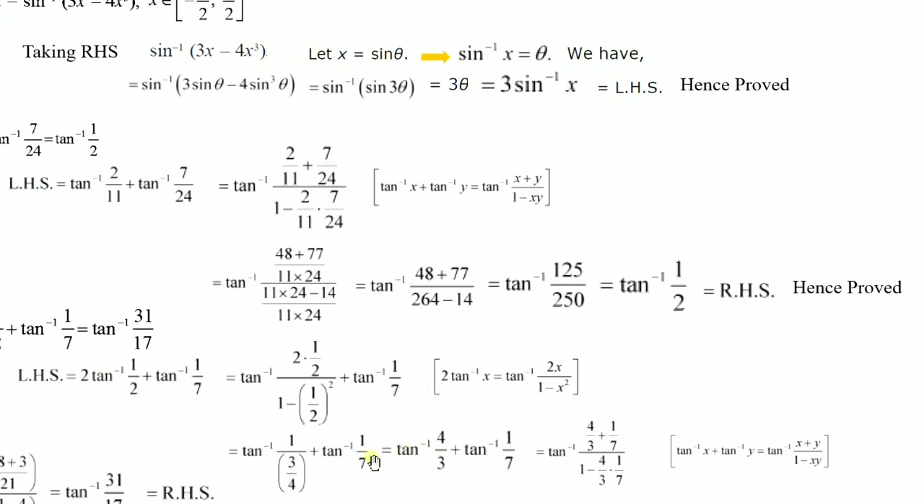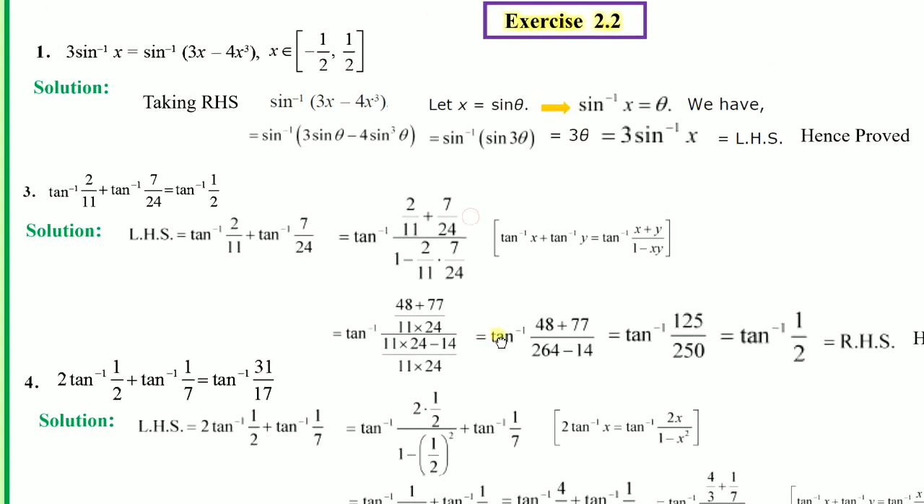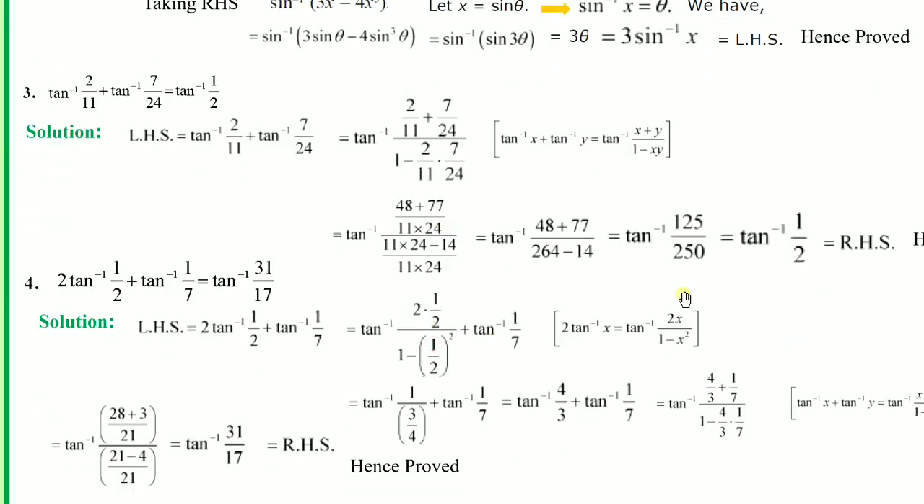You need to look a little once more over here. There is just tan inverse x plus tan inverse y here, and here we have used 2 tan inverse x, which is equal to tan inverse of 2x upon 1 minus x square. So that's all about this question. Question number 4 we have completed.